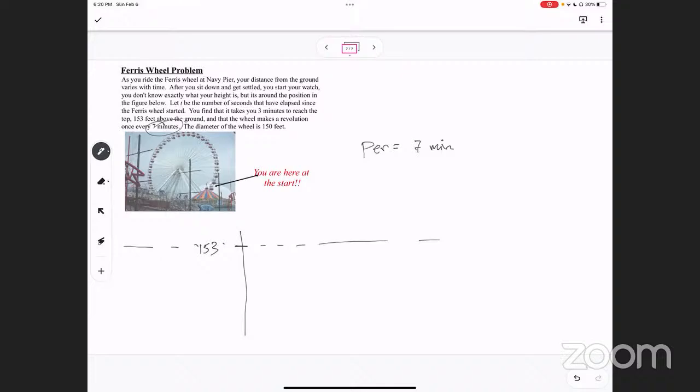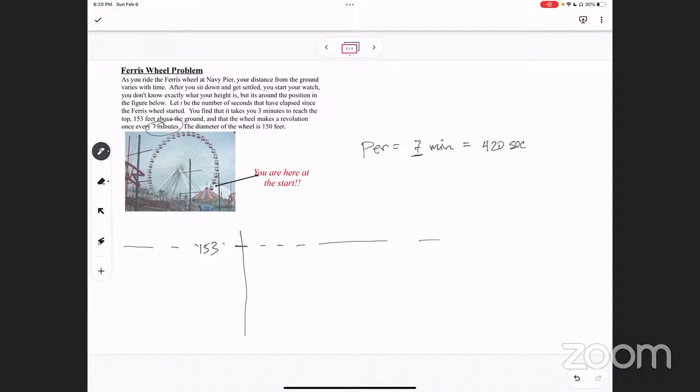Okay, let's see. I don't really see the question. Do they just want you to write an equation for your position at time t, I assume? Yeah. Write an equation for your position at time t. Let t be the number of seconds that have elapsed. So we could convert this to seconds because we're talking in seconds. So your period is 60 times 7, which is 420 seconds.